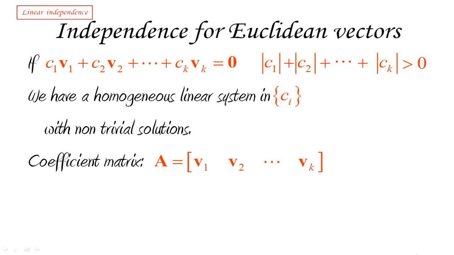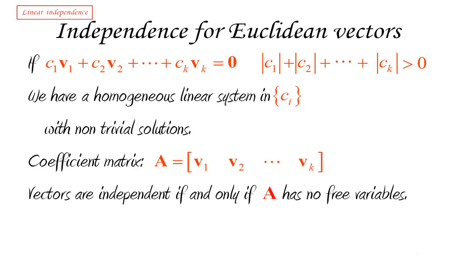We know that this system, we are told, has a non-trivial solution. So what does this mean? It means that the matrix of coefficients is going to have some free variables, otherwise it would only have the trivial solution. Again, the vice versa is true as well, and therefore we can conclude that if we write those vectors as column vectors, then the vectors are independent if and only if this matrix A has no free variables. If it has no free variables, the vectors are independent. If there is a free variable, the vectors are dependent.